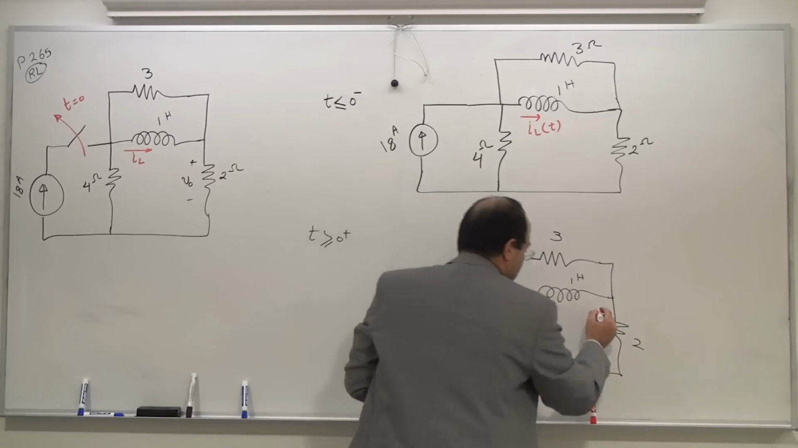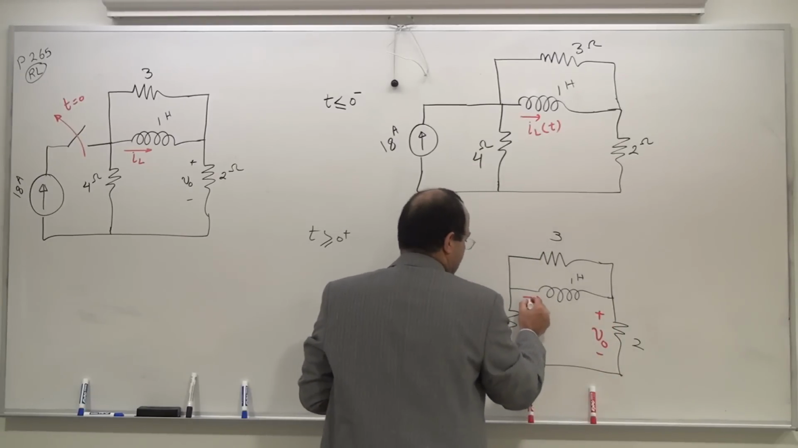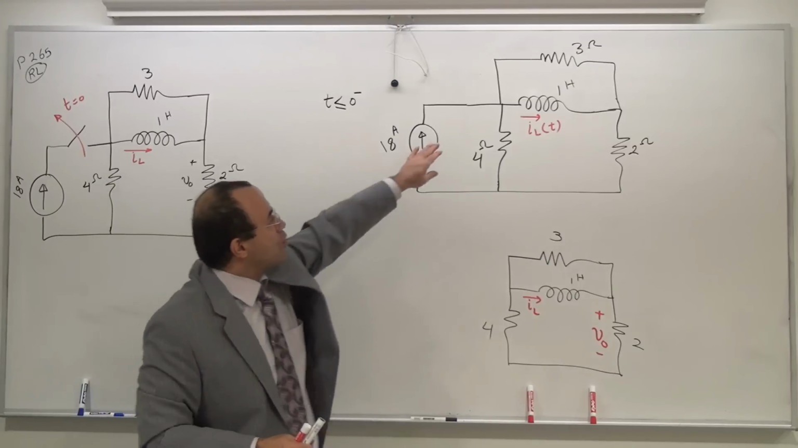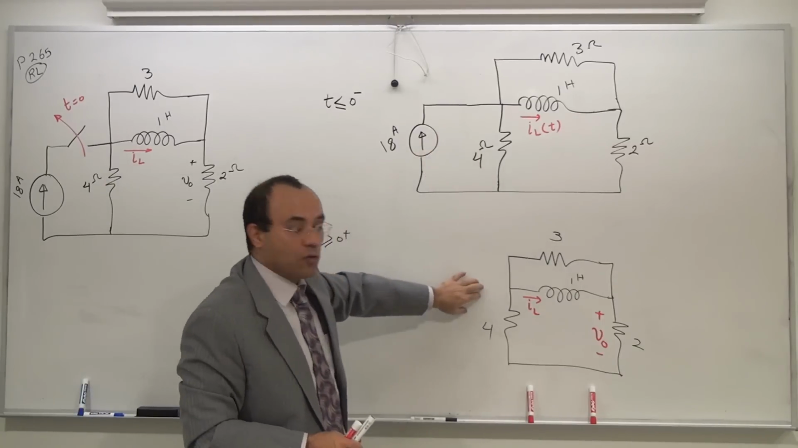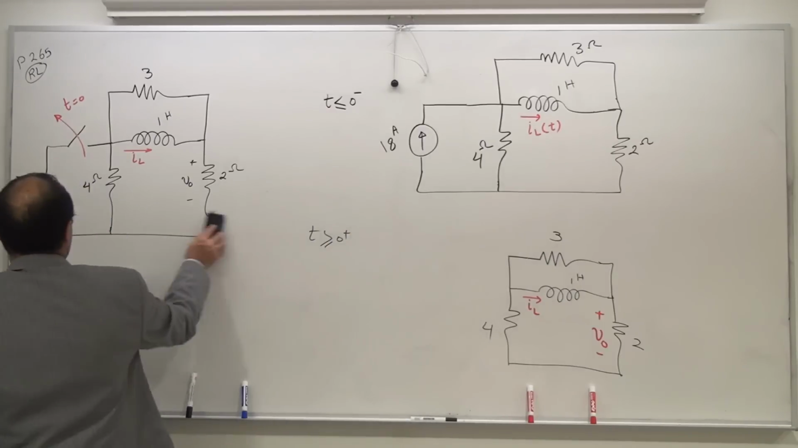Now, the variable of interest would be this that I want to find. And of course, IL can come in handy to help me. So this is the topology before the switching event. This is the topology after the switching event. Let's erase this.